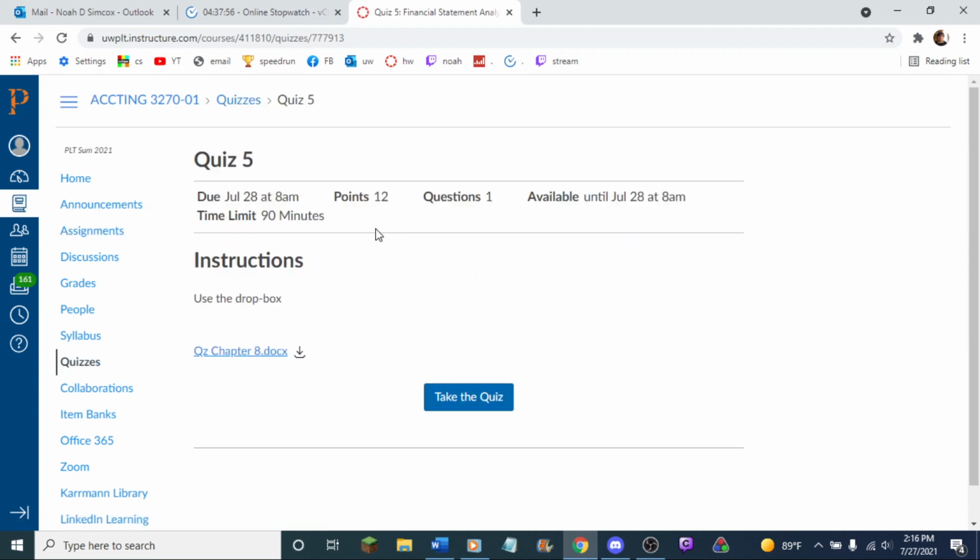Let's just look and see what the description is. Oh my god, you have to use the Dropbox. Oh, come on. Wait. What? Unlimited time.